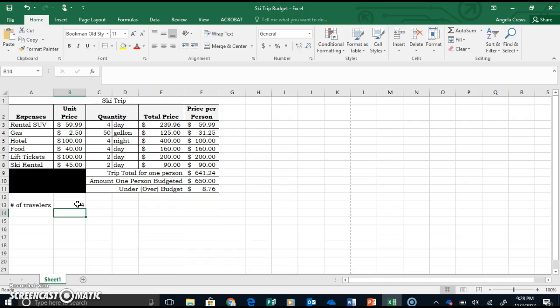With one less traveler, would a person be over or under budget? So look at the trip total. Look at the amount that they budgeted. Look right here. How much would he or she be over or under the amount budgeted?